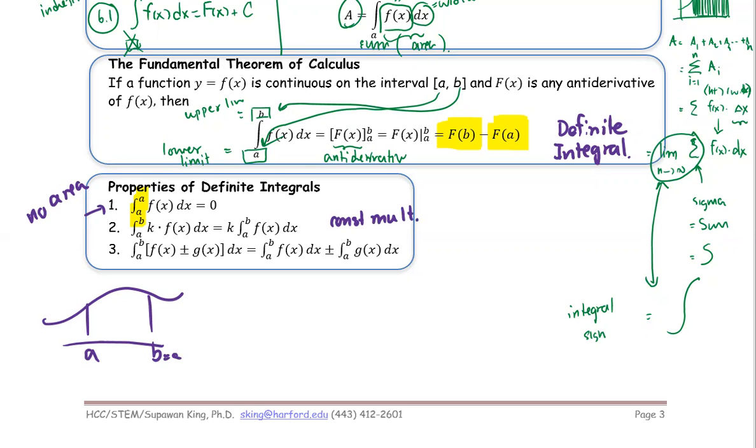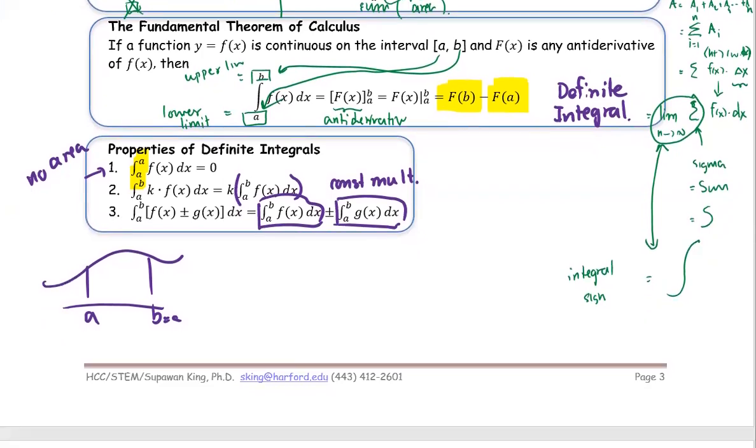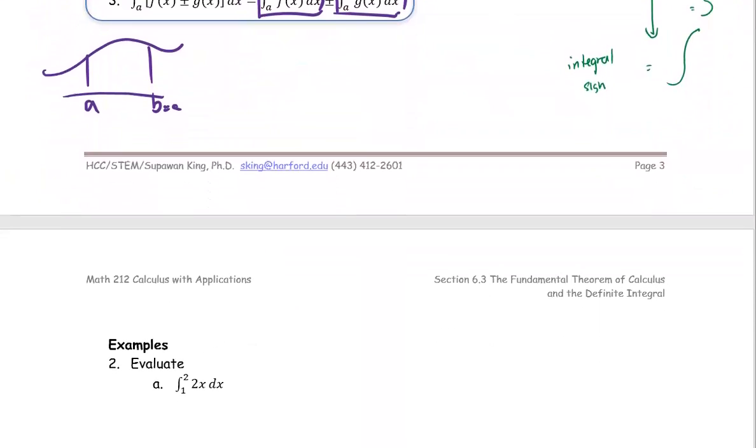The constant multiple k to the function is the same as the constant multiple of the definite integration. The integral of the sum is the sum of the two definite integrals. So very straightforward. And the rest of them are going to be based on the basic antiderivative rules that you saw in 6.1. Okay, let's do the example.